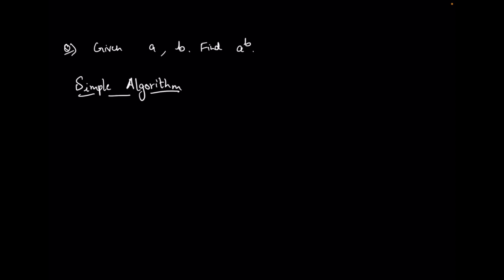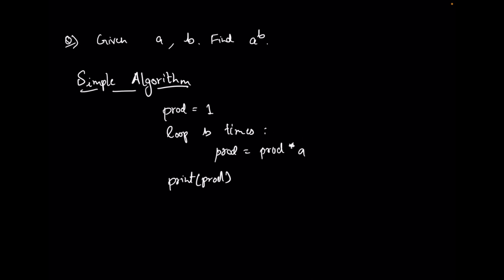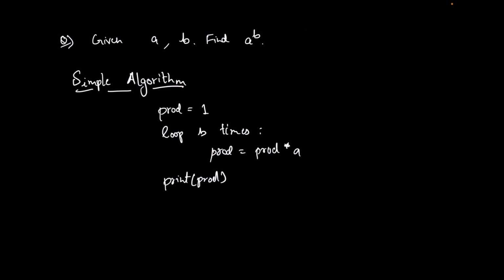The algorithm is just to multiply a by itself b number of times, right? That's basically the definition of a to the power b. The way to do that in code is pretty simple. You just have a variable prod which is initialized to 1, and then you loop b times, and inside the loop you just keep multiplying prod by a, right?